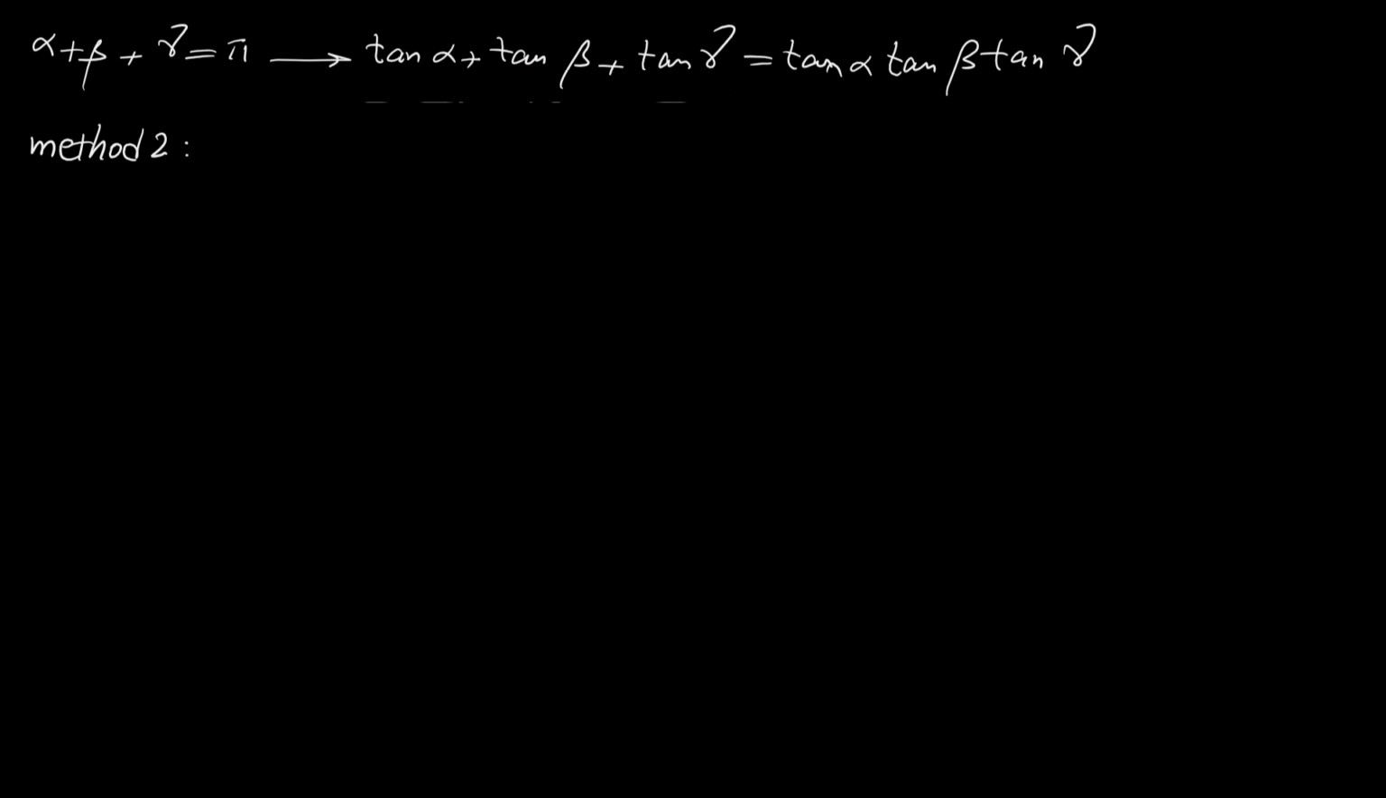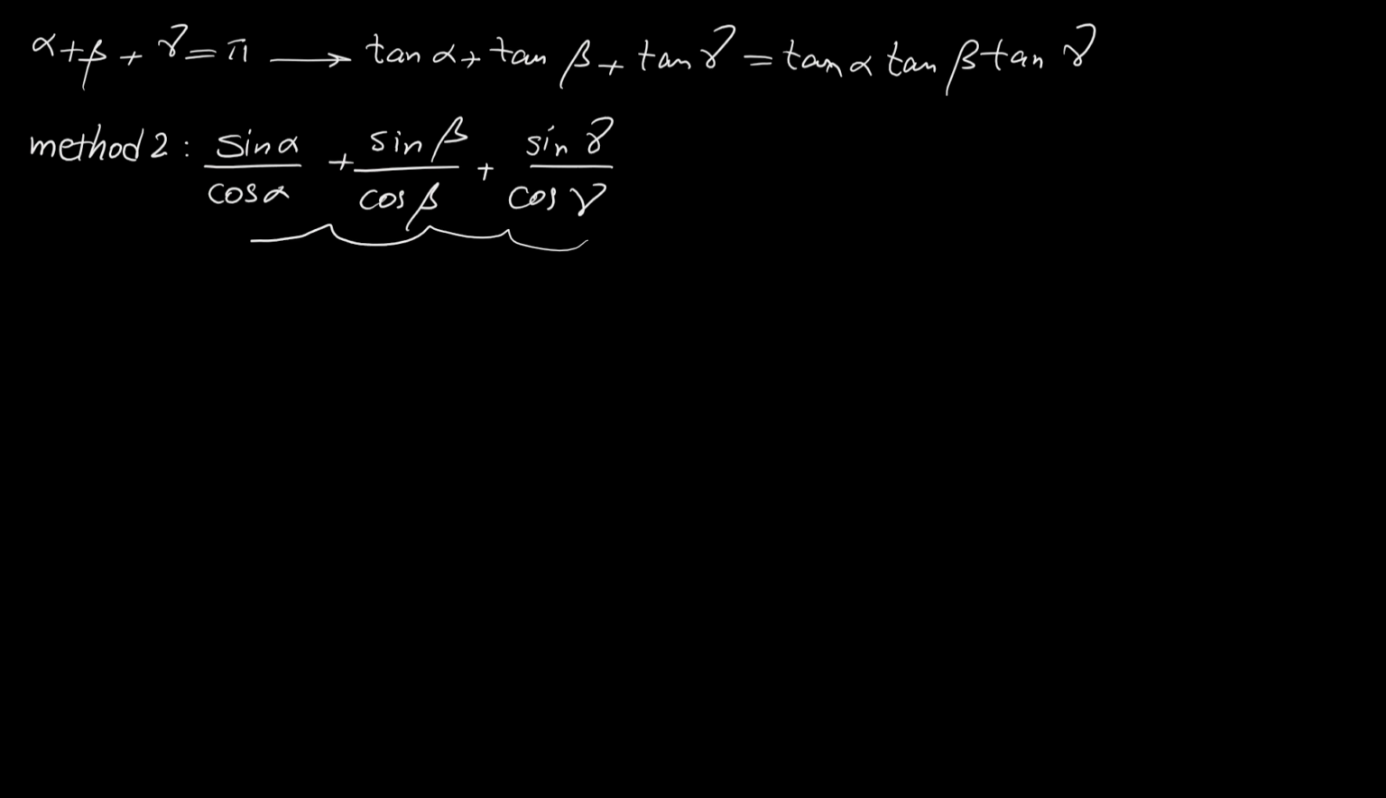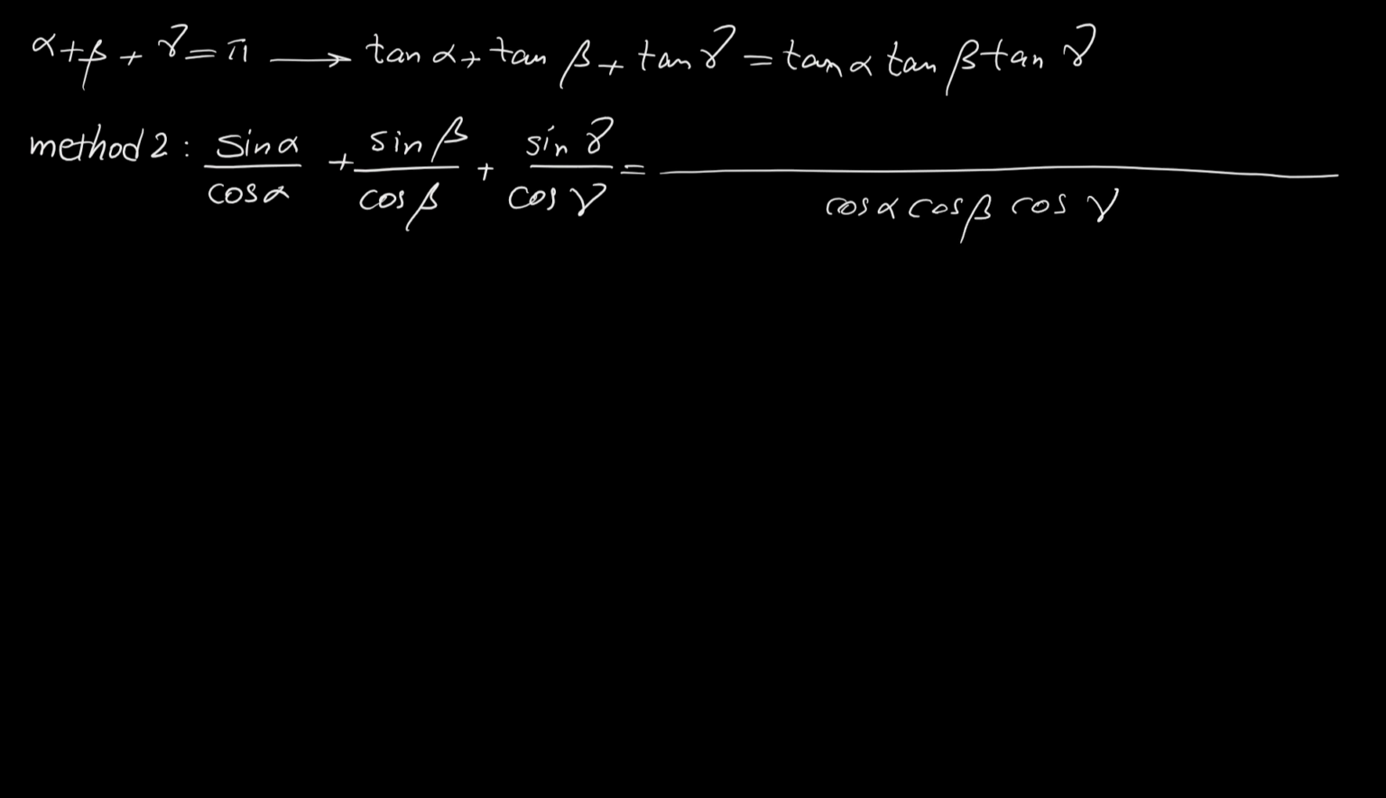Based on the quotient identities, tangent alpha can be written as sine of alpha over cosine alpha. Tangent beta is sine beta over cosine beta, and tangent gamma is sine of gamma over cosine of gamma. Here we have three fractions and we want to add them to each other. What do we have to do here? Of course we have to find a common denominator, and the common denominator is cosine of alpha, cosine of beta, cosine of gamma.